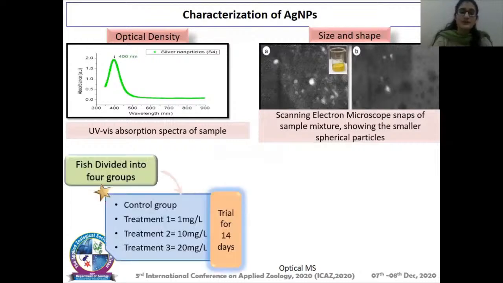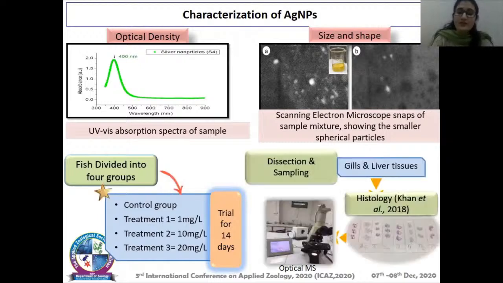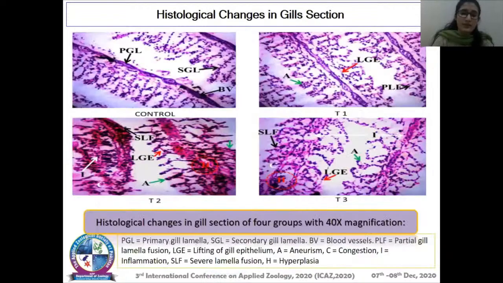The fish were divided into four groups: control group, treatment one, treatment two, and treatment three, from low concentration to high concentration. The trial was for about 14 days. After the 14 days, the dissection and sampling was done, and gill and liver tissues were collected for histology, and the histological slides were then observed under an optical microscope, and their results are shown in this diagram.